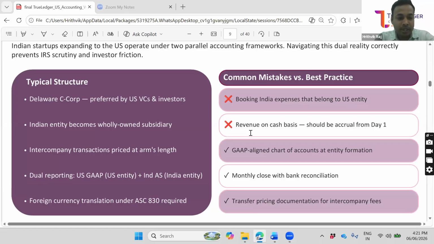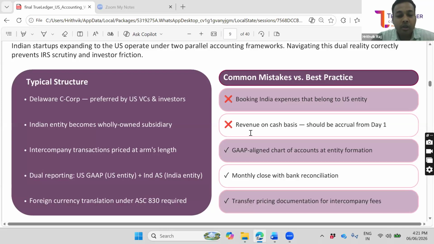Then similarly, like in India we have Ind AS and the I GAAP, in the US also we have ASC. That's the standard prescribed to follow certain standards of books of account. So your books should be GAAP aligned, so that you are aware of the standards and maintain the books as per your GAAP.